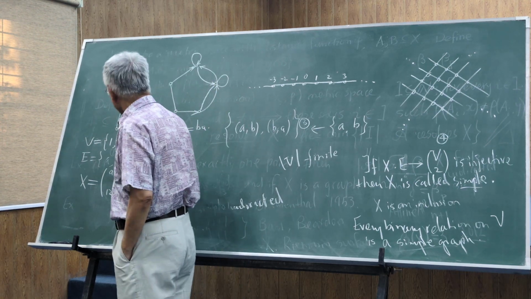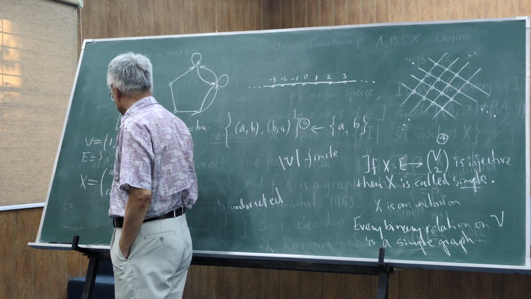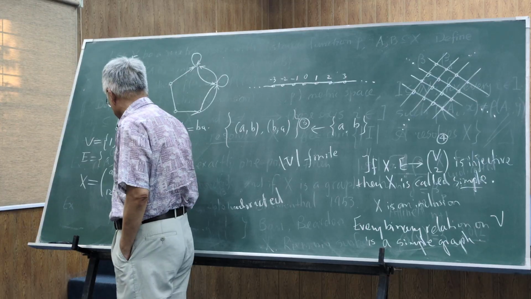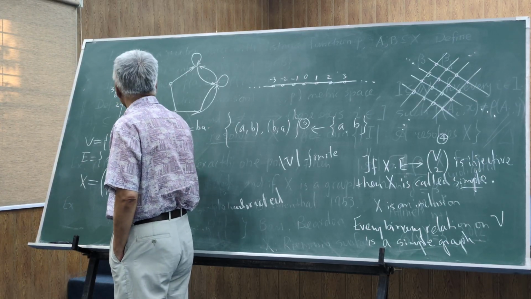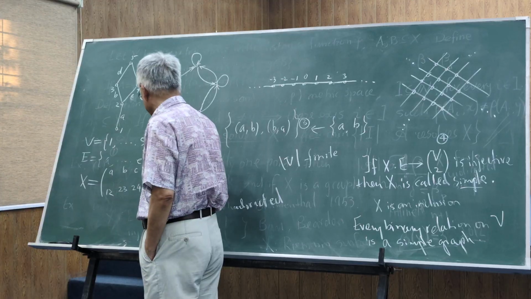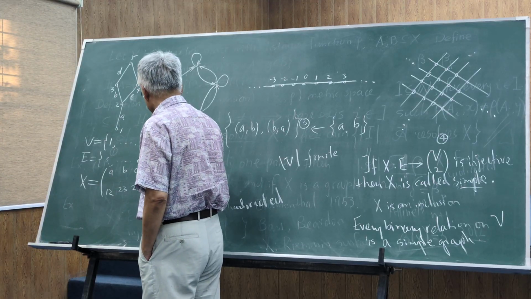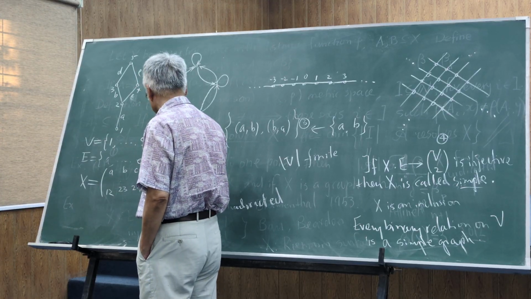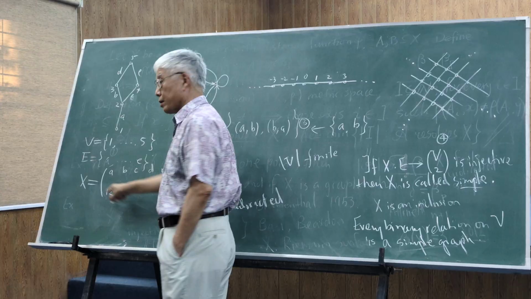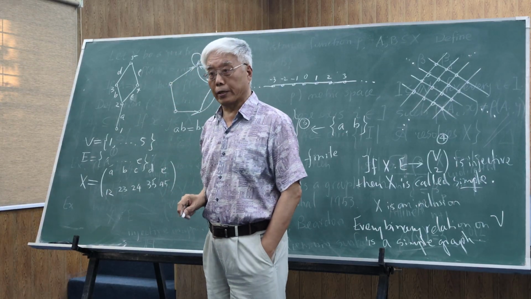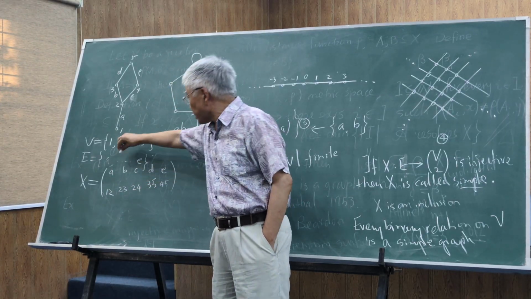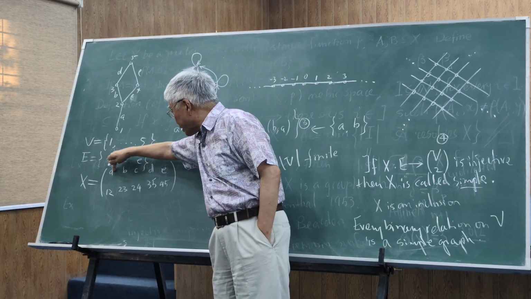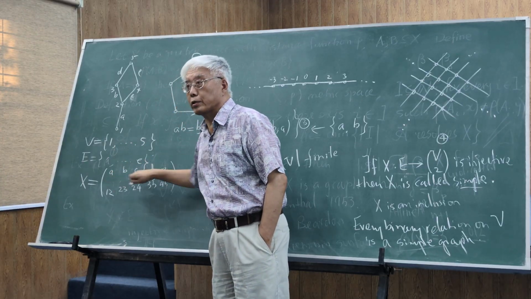Because of undirected. B is mapped to 2, 3. C is mapped to 2, 4. D is mapped to 3, 5. E is mapped to 4, 5. You see? You can write down the mapping. The final mapping is done in this two-row array: pre-image, image. And it's injective.